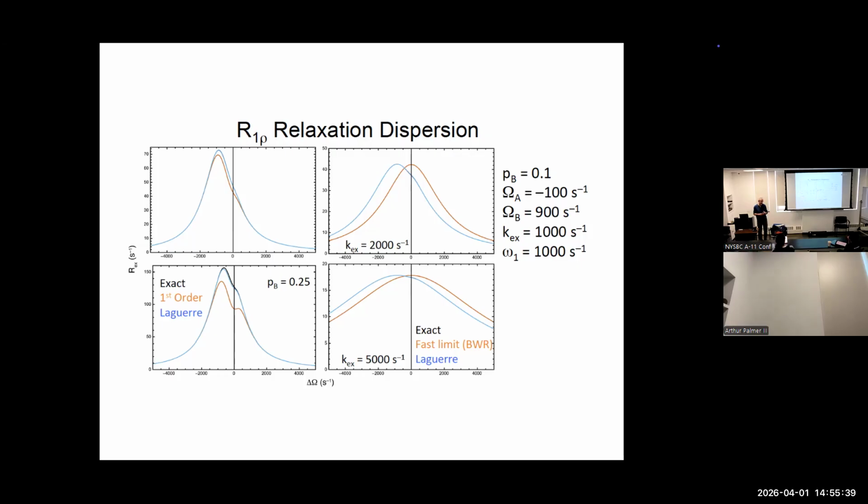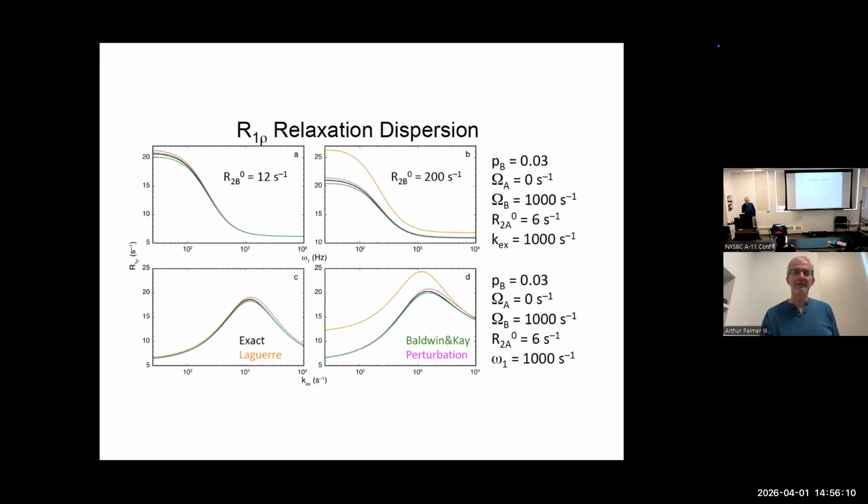So this is really what made the R1 rho experiment and partner the CEST experiment really powerful. The main reason CPMG is used now is, I think, because it's a very easy experiment to set up. But really, the R1 rho experiment is way superior as a method.